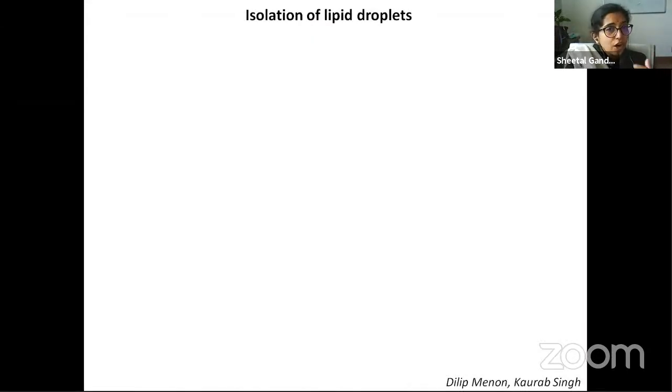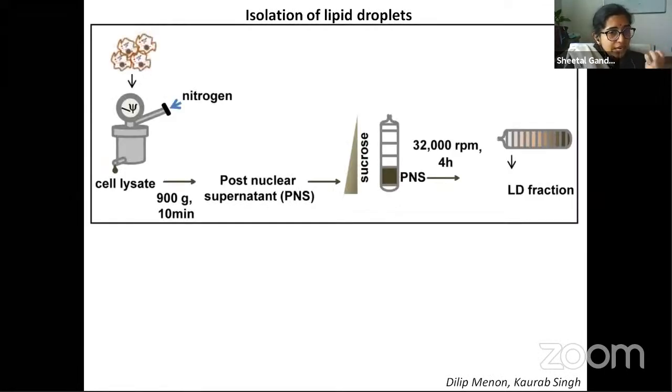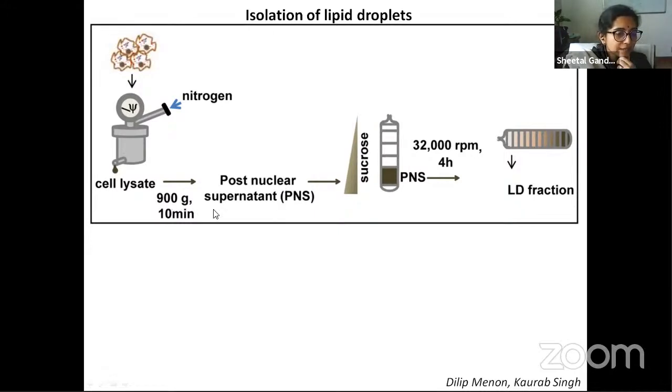So first of all, how do we study these droplets? How do we identify the proteins of these droplets? We can actually isolate these droplets because, just like oil floats on top of water, these droplets are highly buoyant. Therefore, you can perform sucrose gradient ultracentrifugation. You basically lyse the cells under high pressure, and you process the cell lysate so that you get a post-nuclear supernatant. At a centrifugal force of 900 g, you would get rid of the nuclei and unlysed cells. And then that supernatant contains all the other organelles, including lipid droplets.